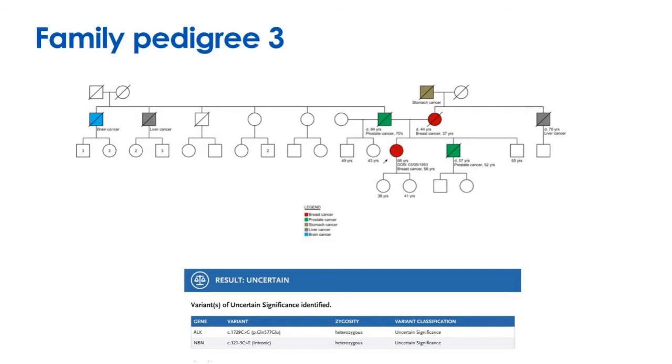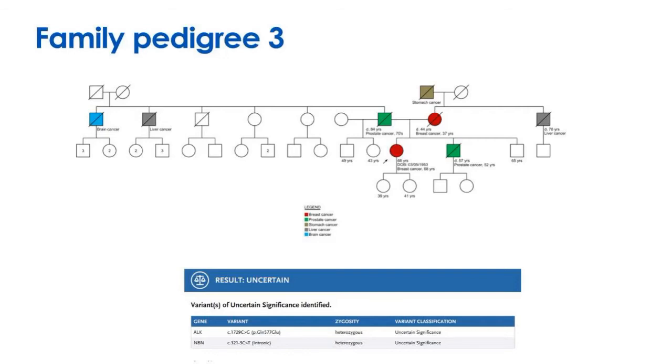Her mother was diagnosed with breast cancer at 37. There was an uncle with liver cancer, and then a grandfather on mom's side of the family with stomach cancer. On that side of the family, there were also some cancers. This sample was also sent away, and we did testing.